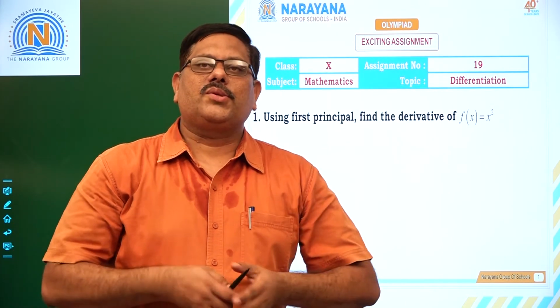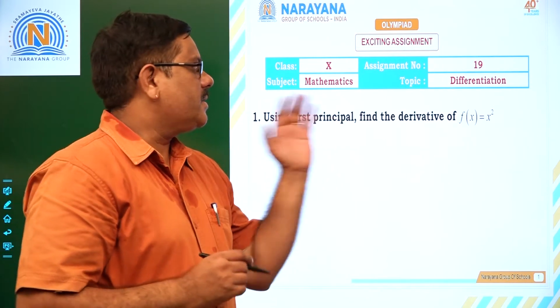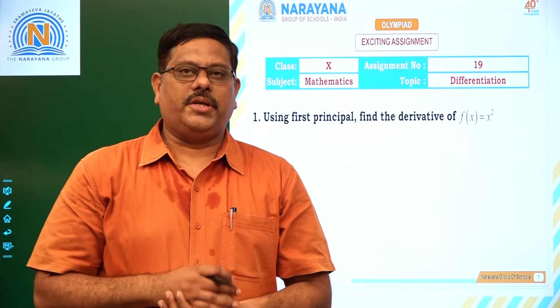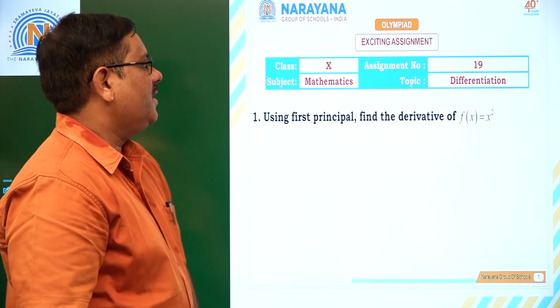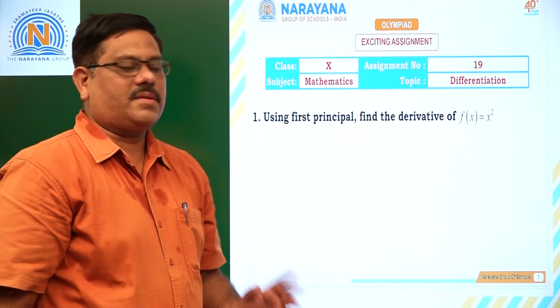Today for class 10 students, we are going to discuss assignment number 19 on differentiation. Let us start with the first question. Using first principle, find the derivative of f(x) = x square.